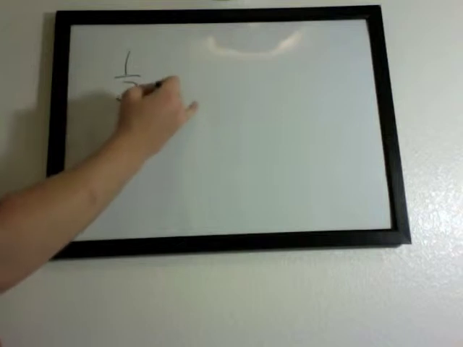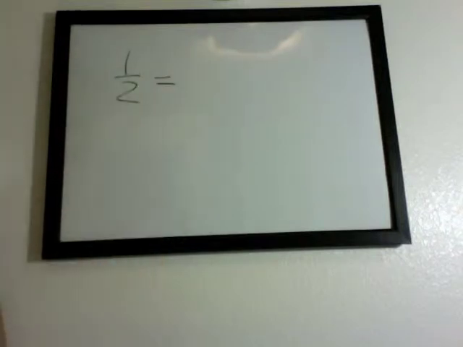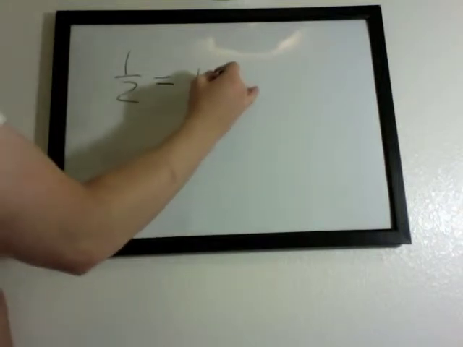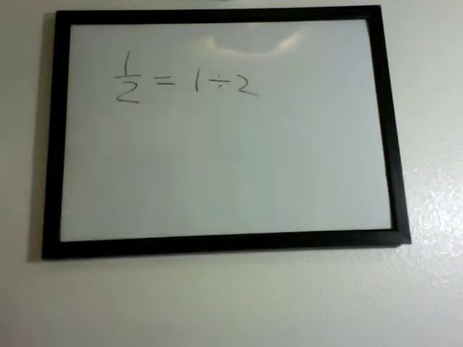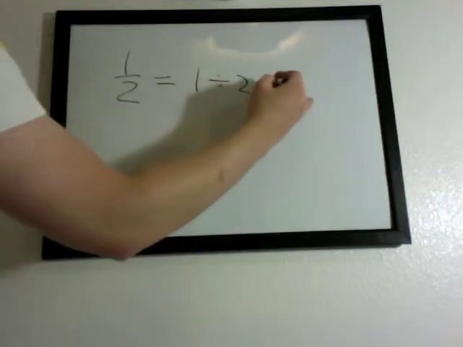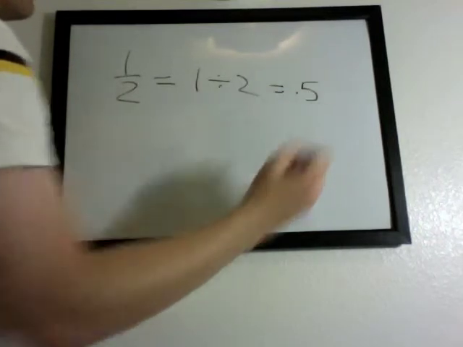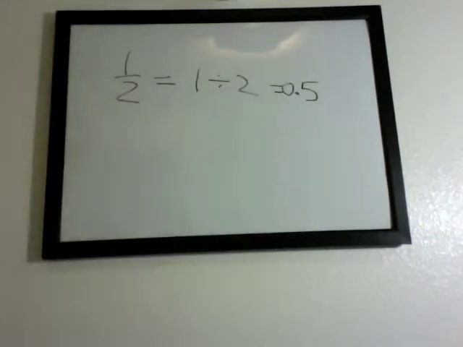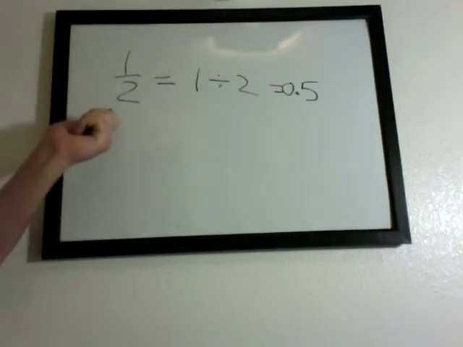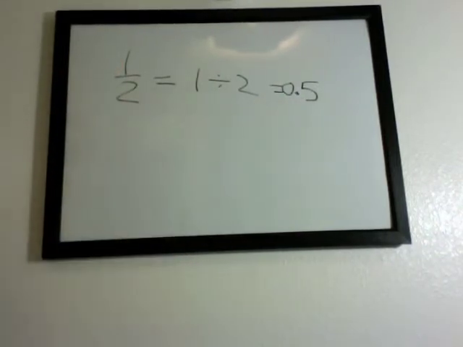You could also take this fraction 1 over 2. This could also be written as 1 divided by 2, which, if you take that, you equal 0.5. You always take the top one and divide it by the bottom number, and you'll get a decimal that way.